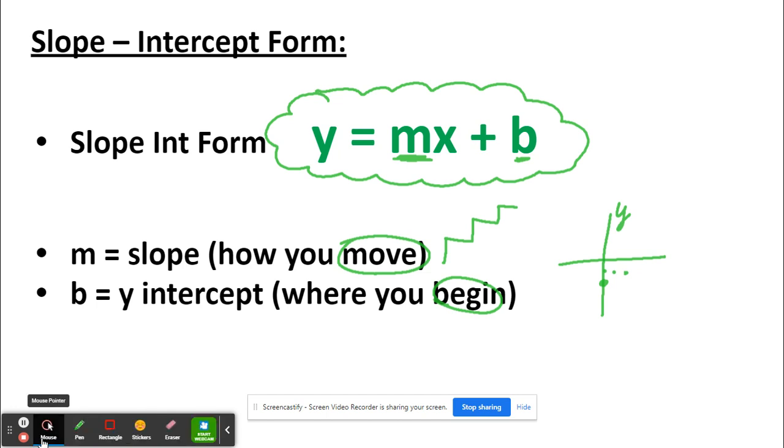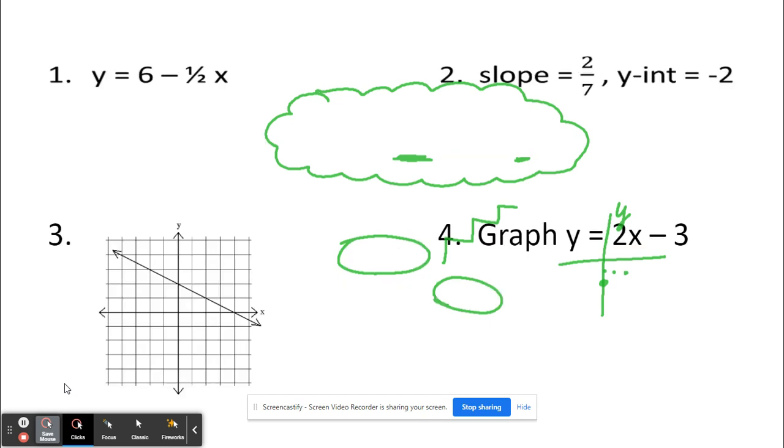So let's go to the back and look at some graphing. Let's see if I can, nope, let's go this way. All right, there we go. Oh, I still got to clear that screen. Sorry, I'm learning how to use this.